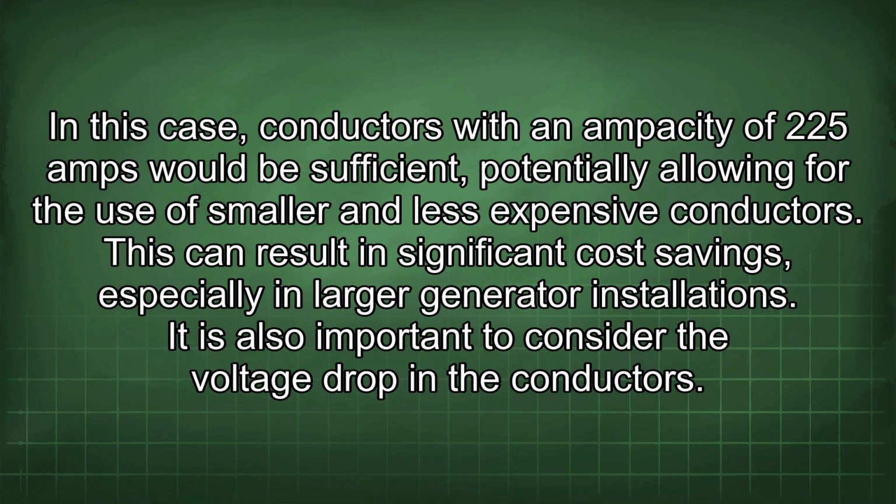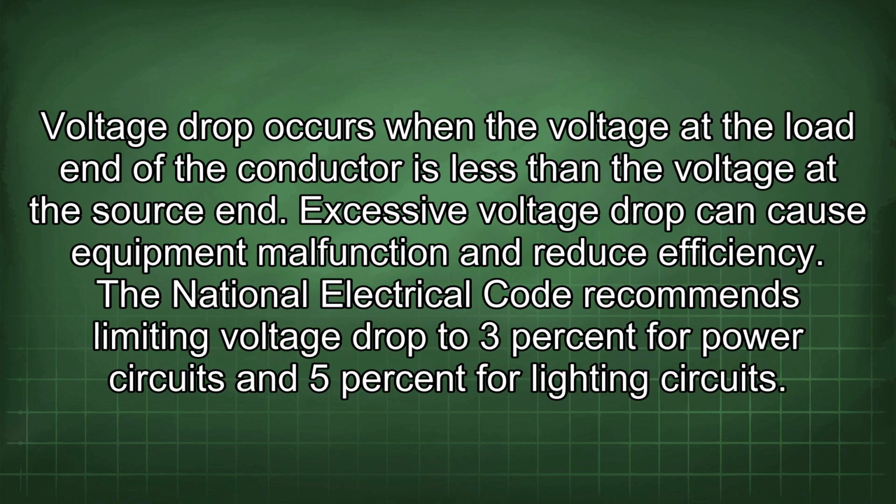It is also important to consider the voltage drop in the conductors. Voltage drop occurs when the voltage at the load end of the conductor is less than the voltage at the source end. Excessive voltage drop can cause equipment malfunction and reduce efficiency. The National Electrical Code recommends limiting voltage drop to 3% for power circuits and 5% for lighting circuits.